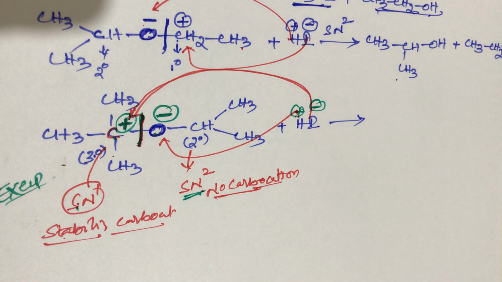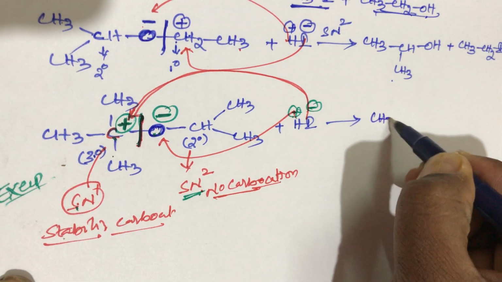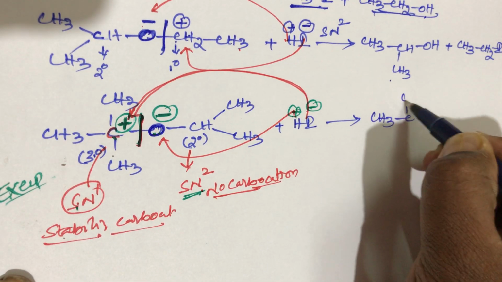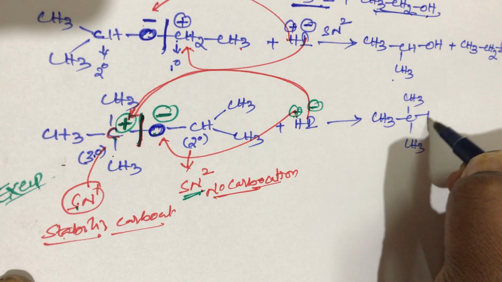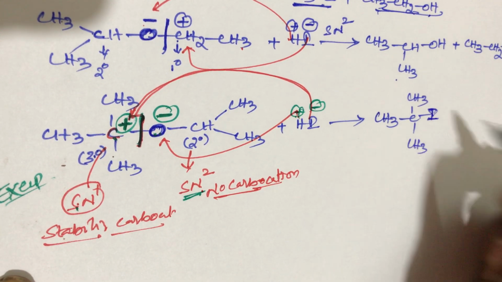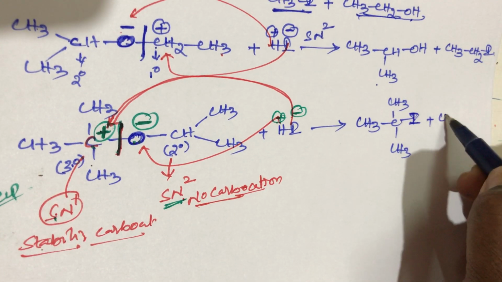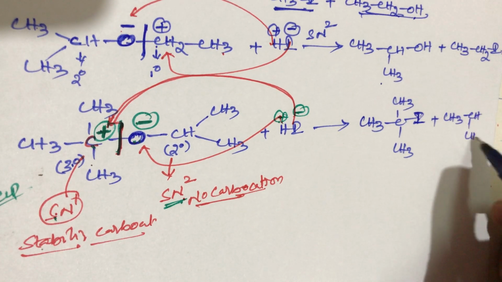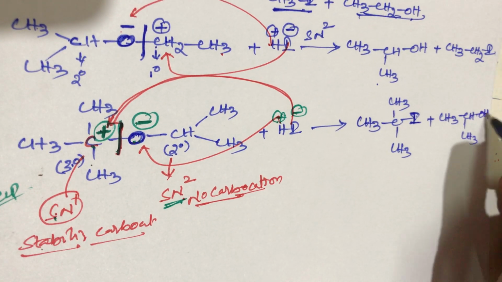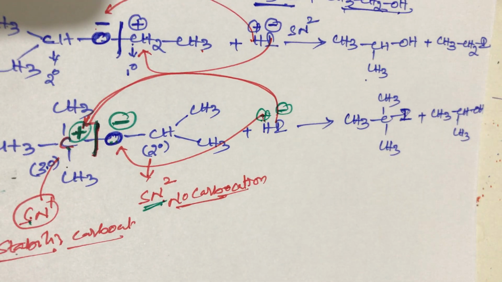So the overall product is (CH3)3C, that is tertiary butyl iodide, plus a secondary alcohol, CH3CHOHCH3. This is the simple trick, student. So this is the exception case, student.